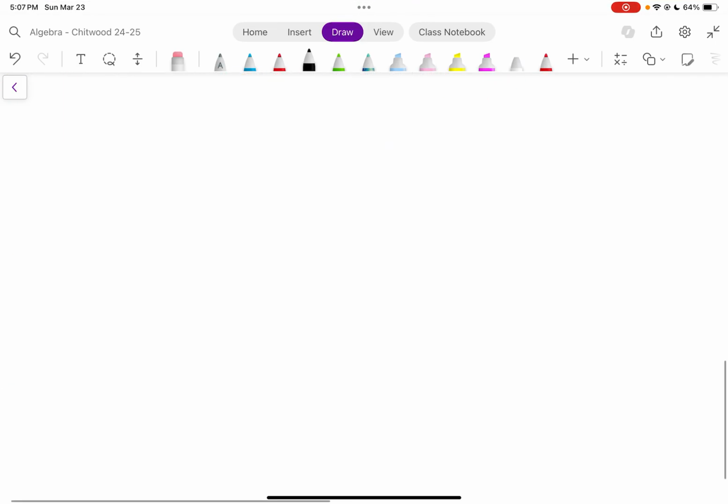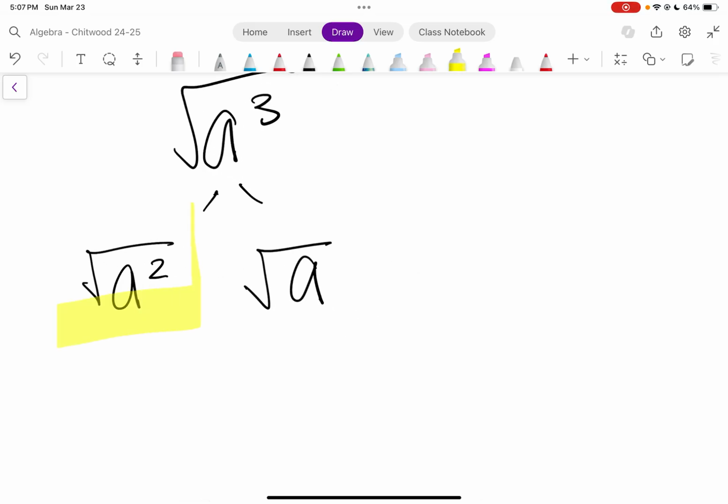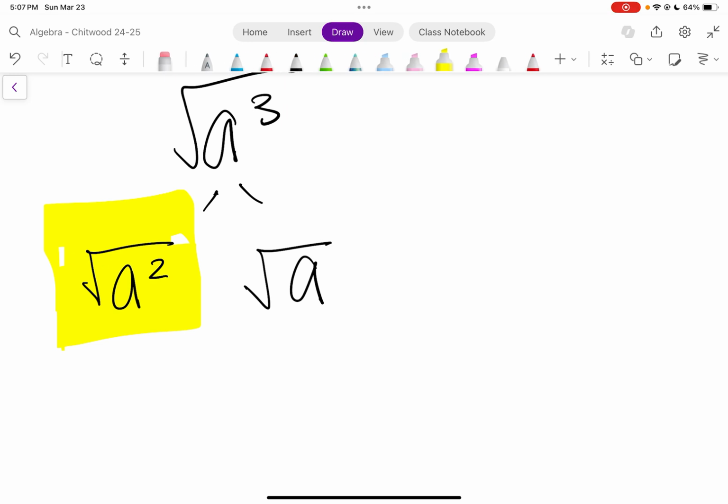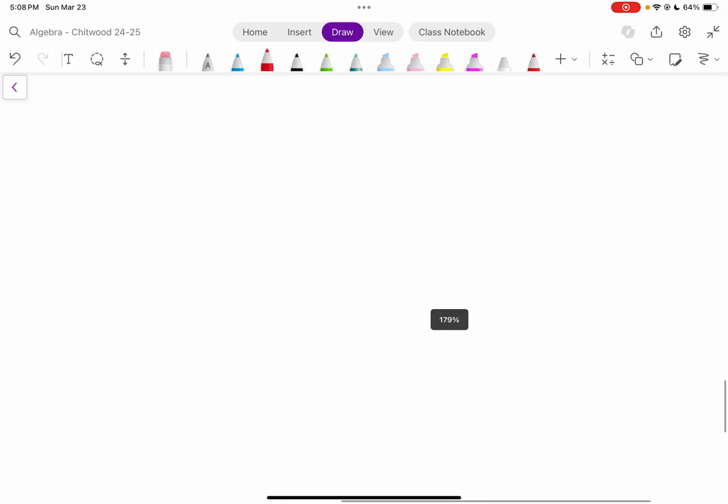All right, super fast review to remind you. Square root of a to the power of 3 has to be broken up into the square root of a to the power of 2 times the square root of a. This is my even number. This is what is no longer going to be under the square root. Divide your exponent by 2 and you'll get 1. So a to the power of 1, square root of a.